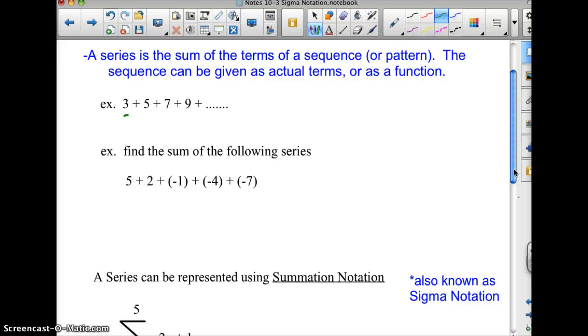5 and 2 is 7. -1 is 6. And then -4 is 2. And then -7 is -5. And that just happens by adding those all together.